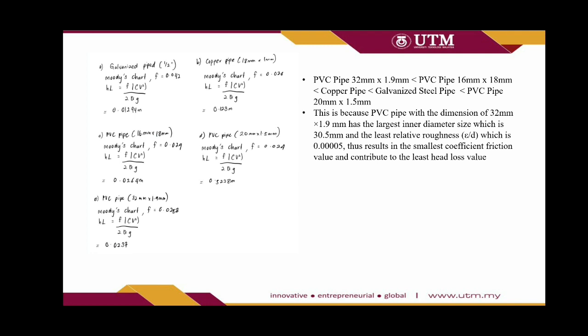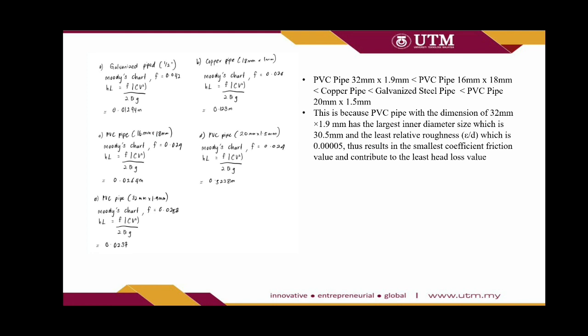For the PVC pipe, we get 0.0264 meter. PVC pipe 20mm times 1.5mm, we get 0.5228 meter. And lastly, for the PVC pipe 32 millimeter times 1.9 millimeter, we get 0.0237 meter. So for the ranking, the lowest is the PVC pipe 32 millimeter times 1.9 millimeter.